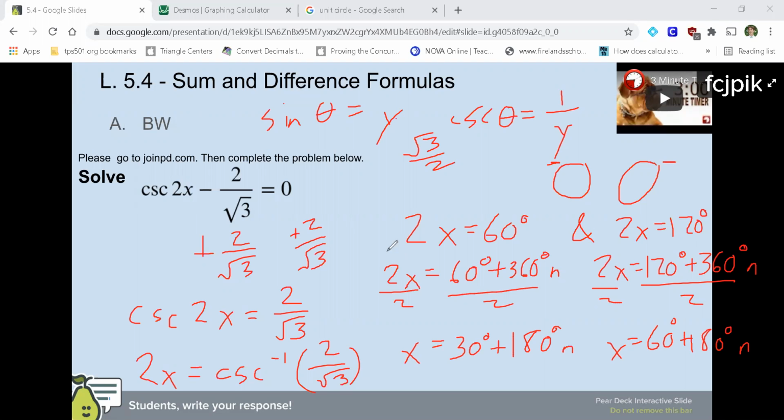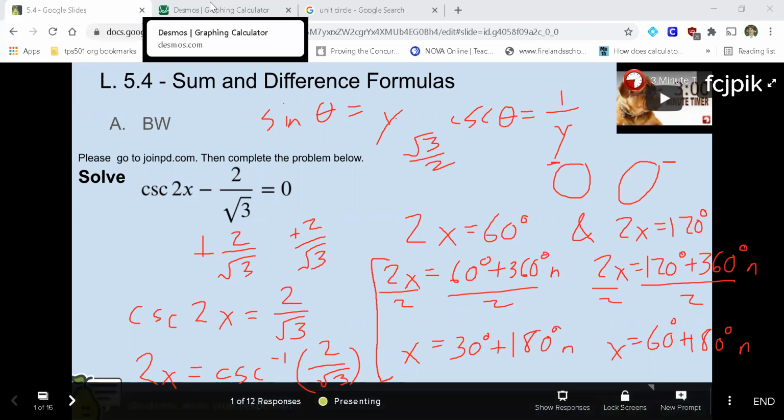This step is really the only new thing right here. You need to write the general solution first and then divide by 2. What gets people in trouble is they'll take 2x equals 60 and get x equals 30, and then write 30 plus 360n. But that's not right. You have to write the general solution first. And that will also kind of mess you up if you have to find all of the values between 0 and 360.